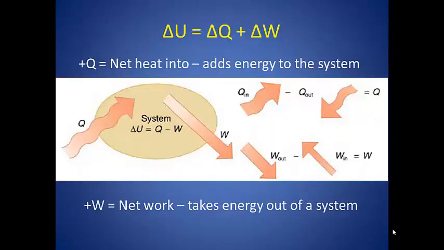At its simplest, the first law relates heat transfer, work done, and the change in internal energy of a system. If more heat is transferred into the system, then Q is positive, and there is a net heat transfer into the system. So a positive Q adds heat energy to the system. If the net work is positive, then energy is taken out of the system. If more heat is transferred into the system than work done, the difference is stored as internal energy.